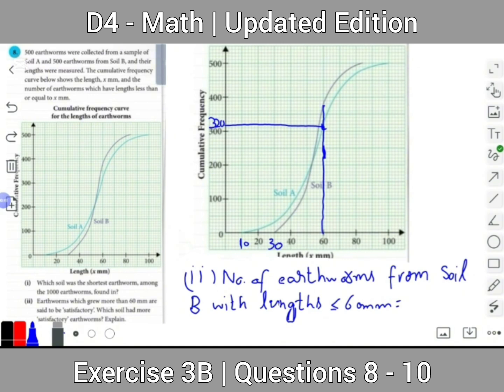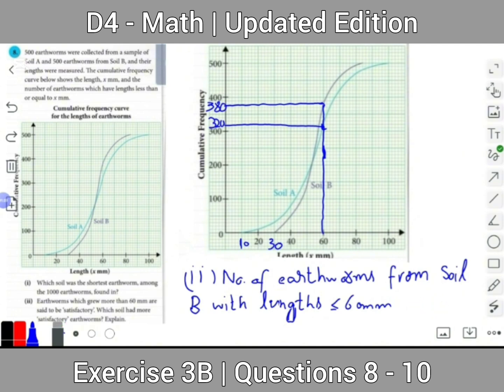Now from the point of intersection on the curve representing soil B, we will draw a horizontal line until it touches the vertical axis, or y-axis. Here we have the value 320, 340, 360, 370, and here we have approximately the value 380. So the number of earthworms from soil B with length less than or equal to 60 millimeters is equal to 380.